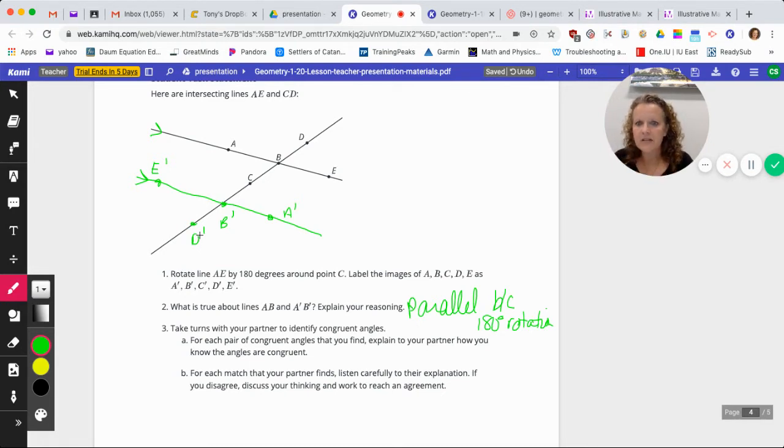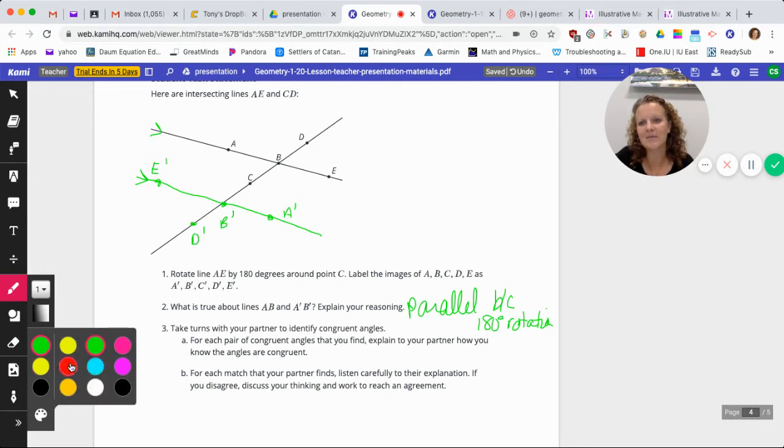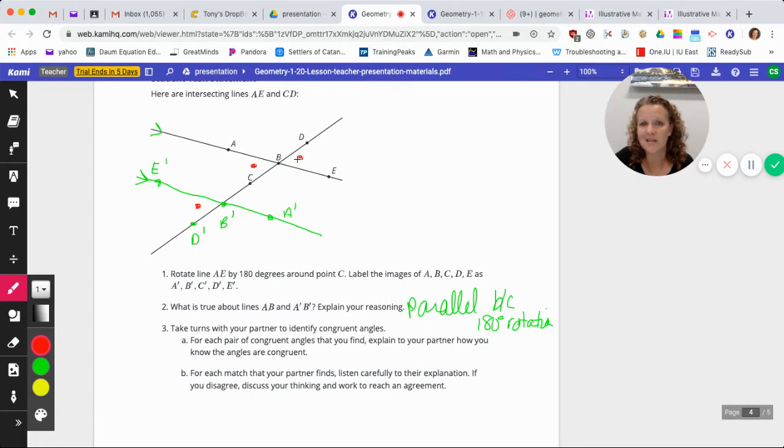Number 3, take turns with your partner. For each pair of congruent angles you find, explain to your partner how you know they're congruent. They're the same as before. We can say that this angle is congruent to that angle, is congruent to this angle, is congruent to that angle. These two, because it's a rotation, and then the other two because they're vertical. Okay, these are vertical, so they're congruent. That rotated up there, so those are congruent.